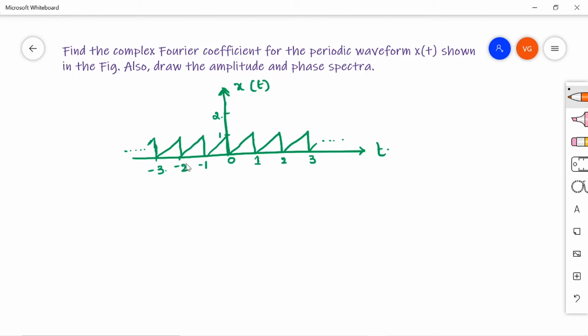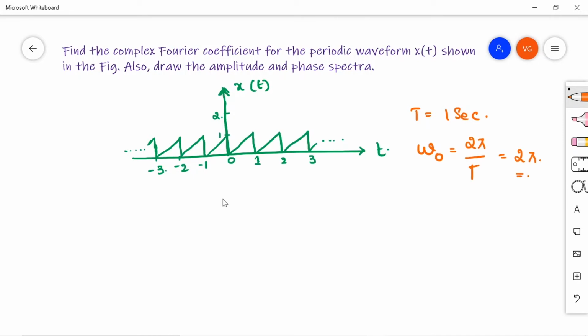See here, x of t is a signal, and they are telling it's a periodic waveform. Let us see. Here, the time period is 1 second. This is a triangular wave that is continuously repeating on both sides with the time period of 1 second. So from the figure we can write the time period is 1 second. Omega naught is the angular frequency, 2 pi by T, which is nothing but 2 pi.